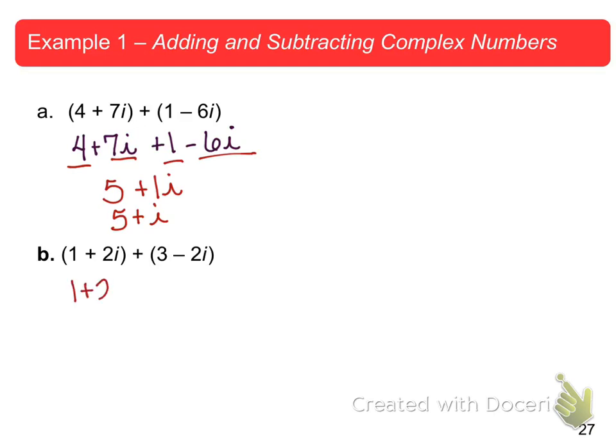Same is true here. I've got 1 plus 2i plus 3 minus 2i. 1 plus 3 is 4. What happens here? What do I get?